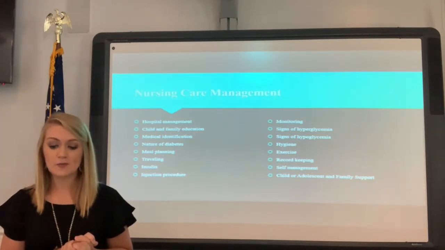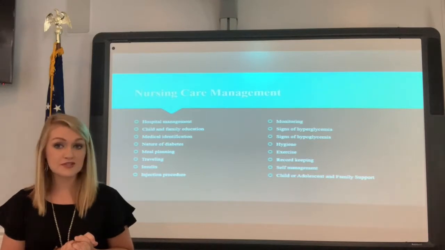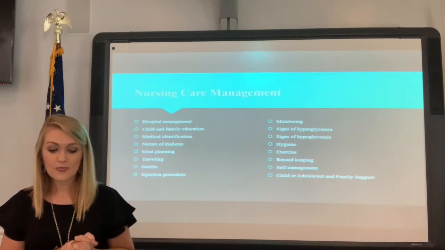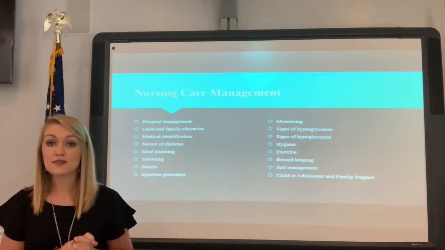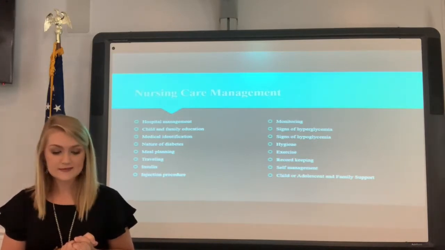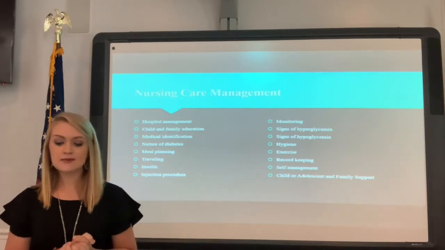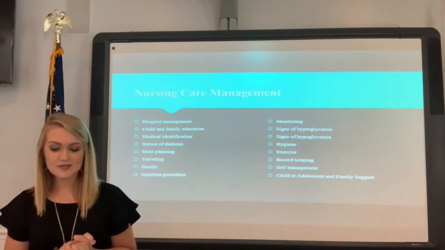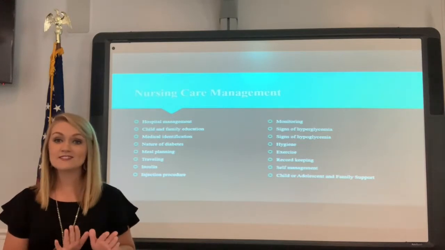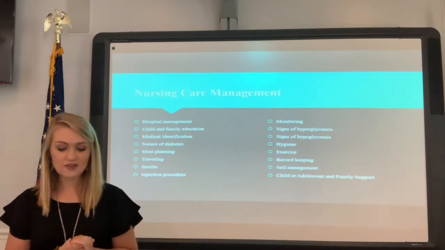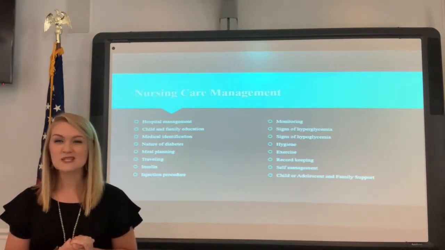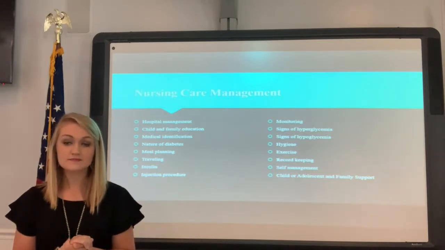duration, onset, and peak. Insulin should be refrigerated but not frozen. Open vials are good for up to 30 days, and all diabetic supplies should be left out of the heat. The injection procedure. Insulin can be injected anywhere there's adipose tissue, so anywhere there's fat, at a 90-degree angle, and the site should be rotated to prevent scar tissue buildup.